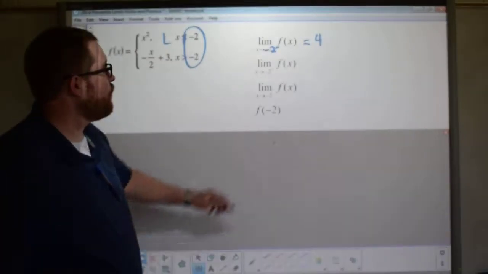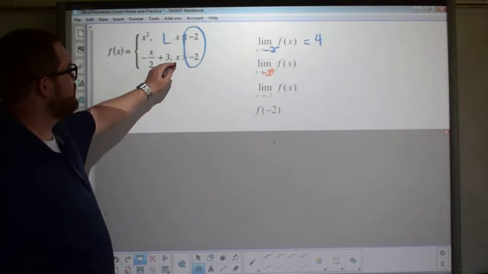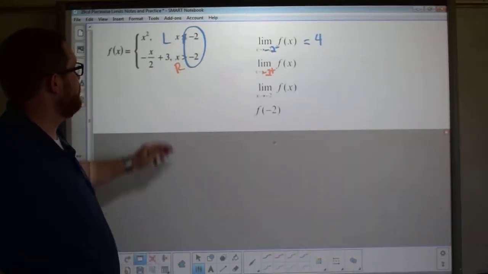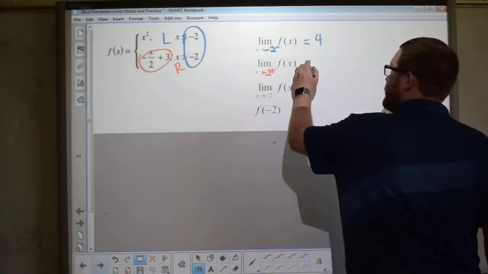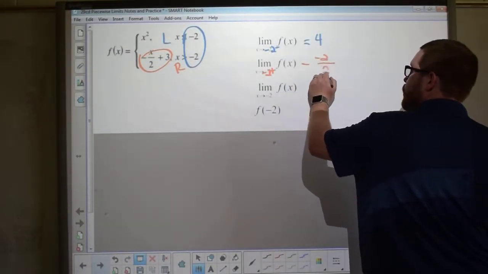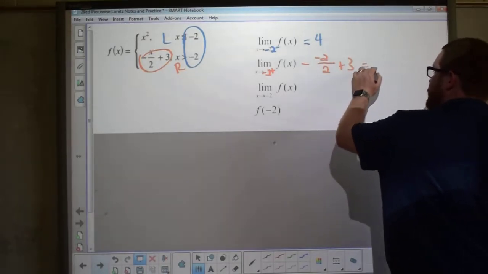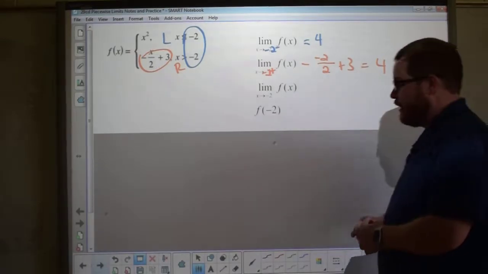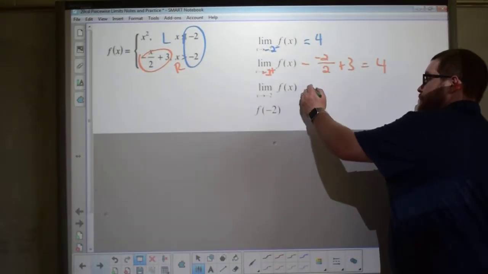How about from the right side, -2 plus? -2 plus is here, it's the greater than -2. I'm going to plug it in here. So if I plug in -2 right there, I'm going to get -2 over 2 plus 3. Those will cancel out. That'll give me 1 plus 3, which is 4. Hey, look, they're the same. The left side and the right side are the same, so the limit exists.